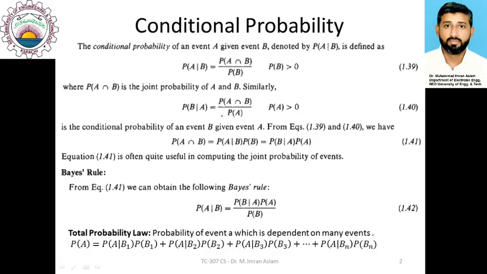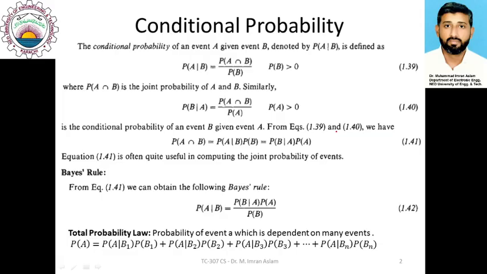From this relationship, if you multiply this P(A) here and you multiply P(B) here, you can see that this P(A intersection B) is common on both sides. So we can combine this relationship in this form. Probability of A intersection B can be defined as probability of A given B into probability of B, or probability of B given A into probability of A.